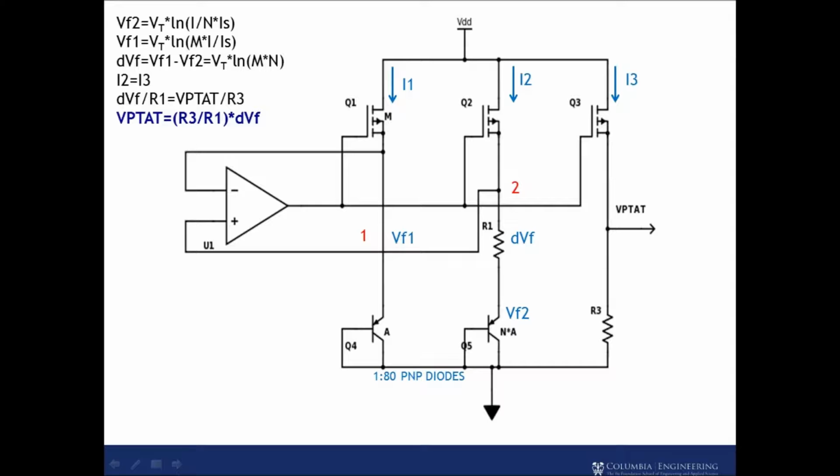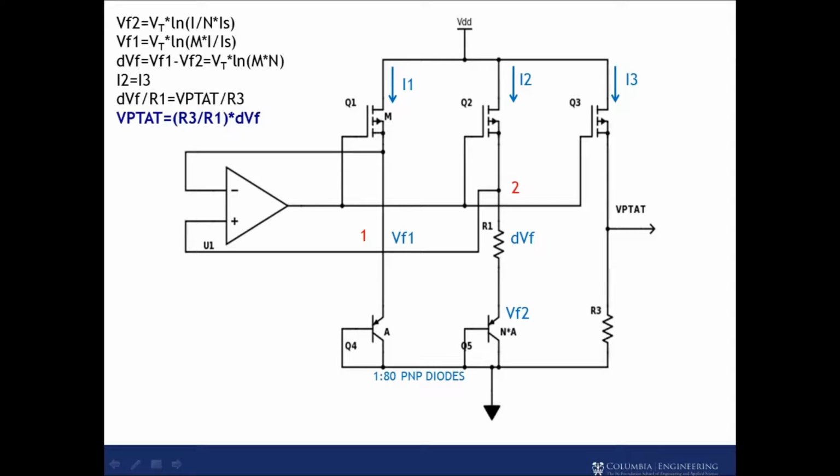Since the error amplifier maintains equal voltage at node 1 and 2, we can conclude that VF1 is equal to dVF plus VF2. Here VF1 and VF2 are the base emitter voltages of the diodes. Also, we can conclude that I2 is equal to I3 since the output of the amplifier drives the current source and so their gate source voltages are equal.